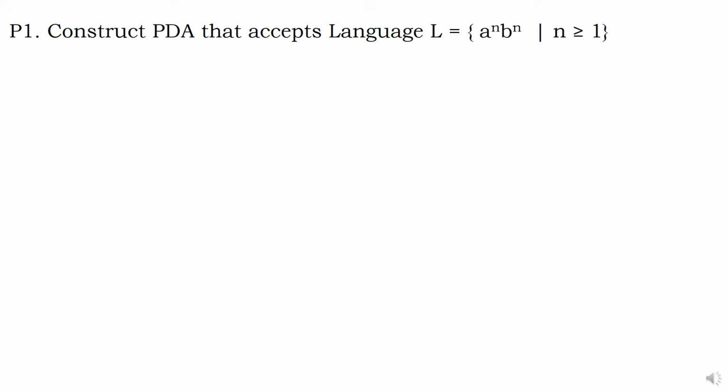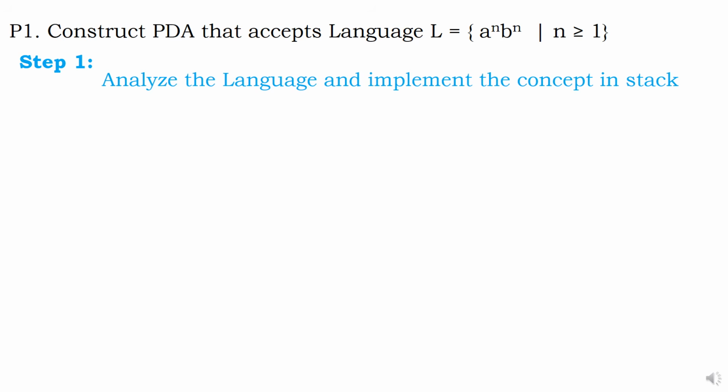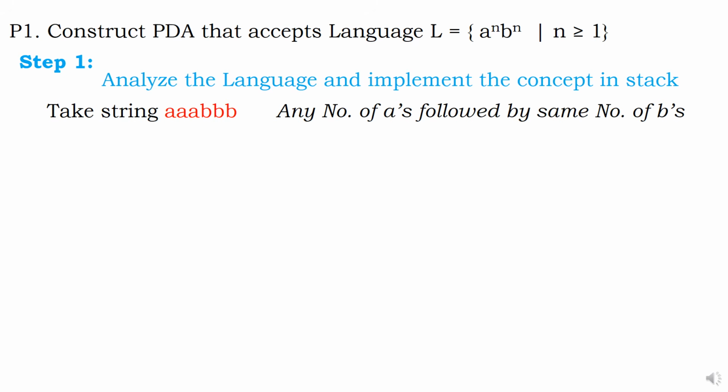Now I am starting the problem, A power n, B power n. That is, as many A's, that many B's. How to construct the same using PDA? Now let us analyze. The analyzing part is important. I have taken 3 A's and 3 B's. That is, any number of A's followed by the same number of B's.